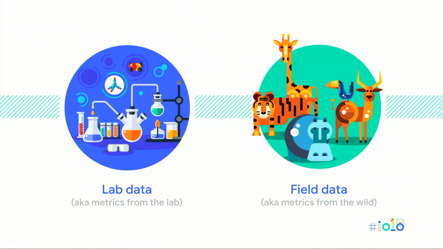So when we talk about performance metrics, what we're really talking about is collecting data. And there are 2 sources of data you want to collect. The first is lab data, which is also known as metrics from the lab. When you're collecting lab data, it's essentially performance data that you're collecting in a controlled lab-like environment. And this can be really useful for getting very granular performance information about your site.